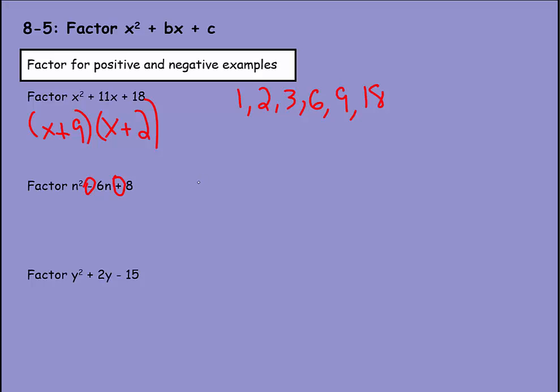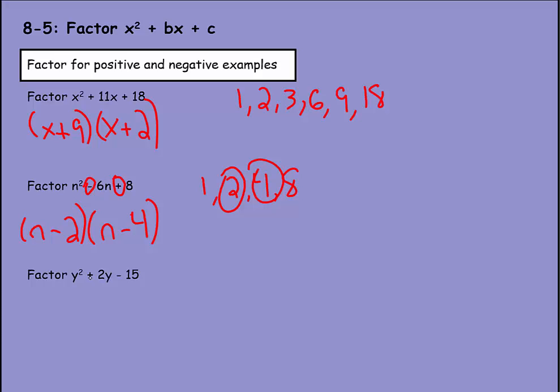So as I'm writing out the factors of 8, 1, 2, 4, and 8, I'm looking for two negative factors that would add to negative 6. So if this was negative and this was negative, that would be the case. So negative 2 and negative 4. So that would give me n minus 2 times n minus 4. When multiplied, that gives me positive 8. When added, that gives me minus 6.